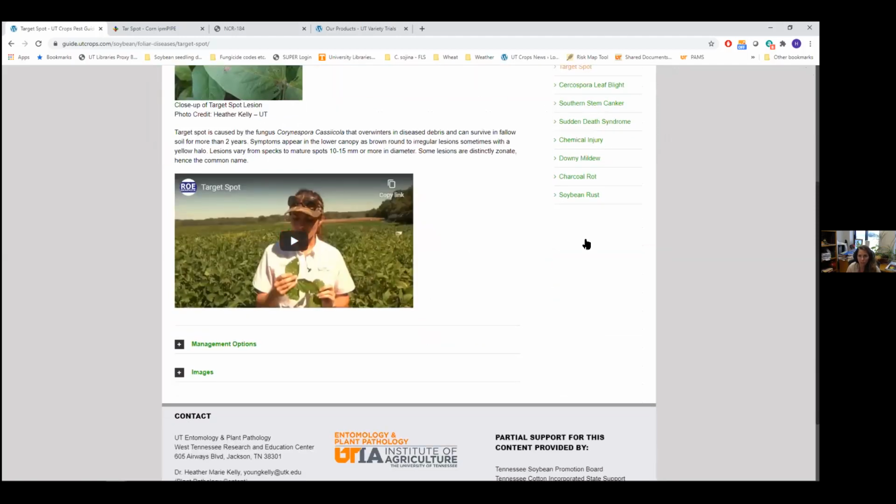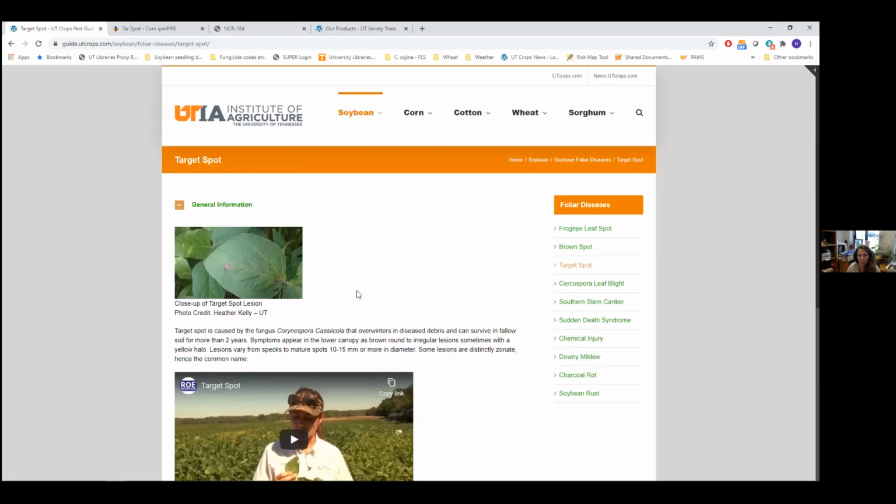So again, more efforts have been going on in my program with my PhD student Ty Smith, looking at target spot, looking at responses to fungicides if and when they're ever needed. It's going to be very highly dependent upon the variety or the cultivar being used, as well as the field history and which fungicide product would be going out.